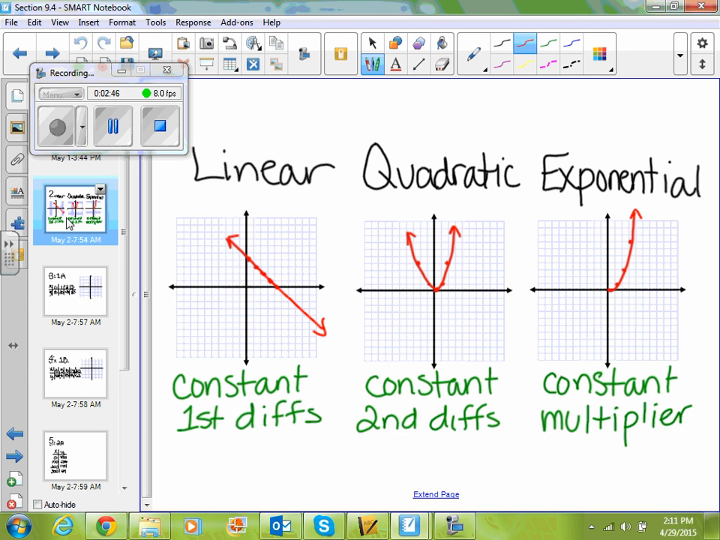And then our last type of function that we learned in this unit is our exponential function. And it usually starts out flat and ends steep. And it is characterized by a constant multiplier.